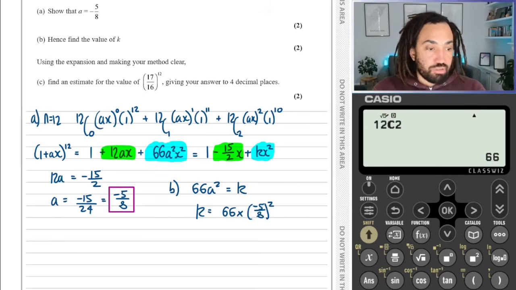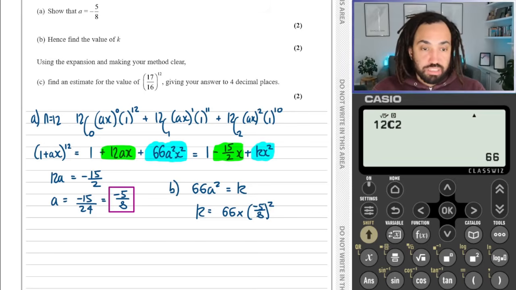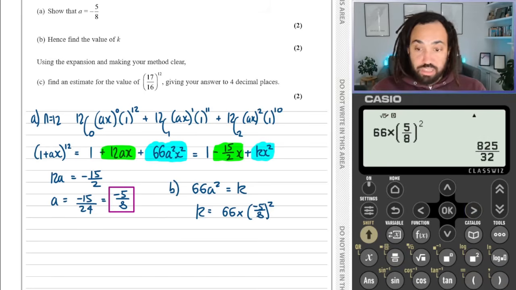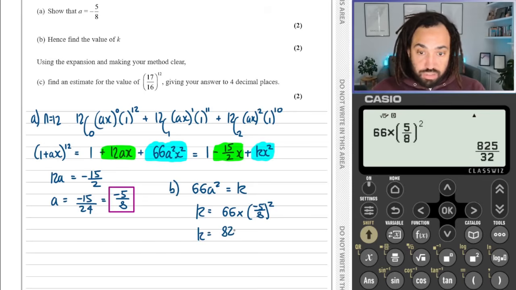Great. So we can do 66 multiplied by 5 over 8 squared, which is the same as minus 5 over 8 squared, just to save us some time. Just put that in. Okay, great. So k is equal to 825 over 32. And that will be our final answer for that part of the question.